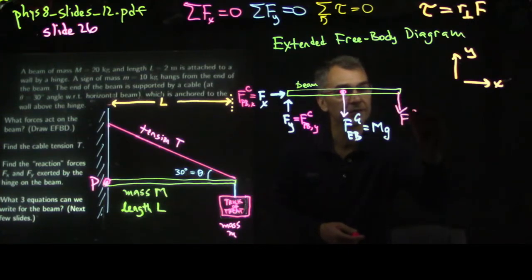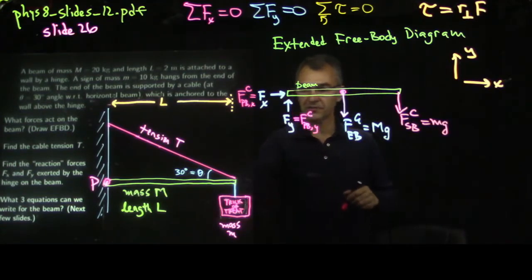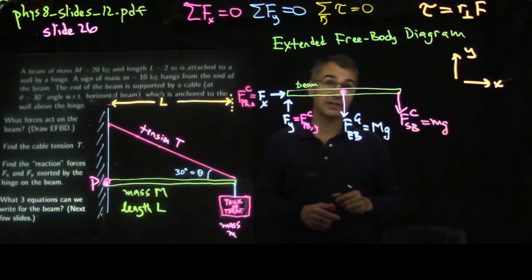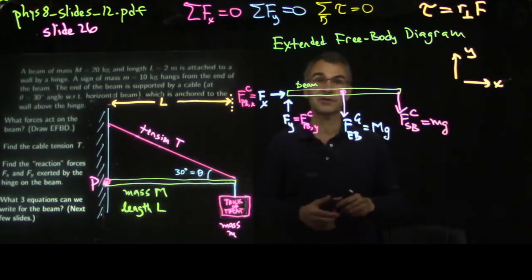So there's F, the contact force by the sign on the beam, and that's little mg. You know that as long as the sign is not accelerating, this force will just equal the weight of the sign. Although it is an interesting fact that if this sign were accelerating, that force could be different. But usually in static equilibrium, we're treating everything as static.